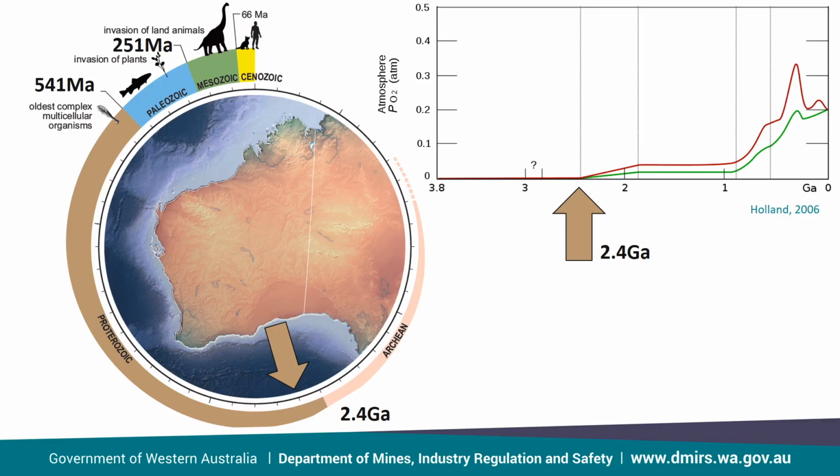On the top right of this slide there is a graph which shows this stepped accumulation of oxygen in the Earth's atmosphere. The bottom axis is time in billions of years, beginning on the left at 3.8 billion years and ending on the right at the present day. The vertical axis indicates the amount of oxygen present in the Earth's atmosphere. You can see the rise in oxygen indicated at the arrow begins at 2.4 billion years ago.